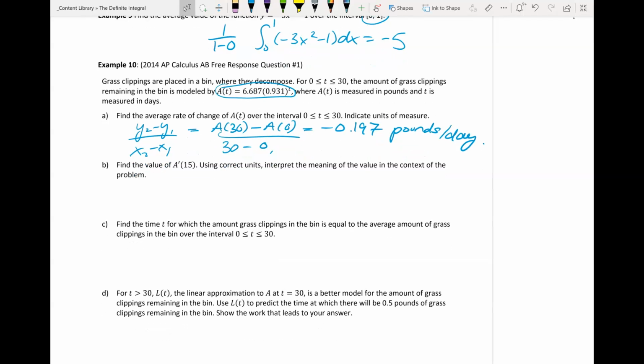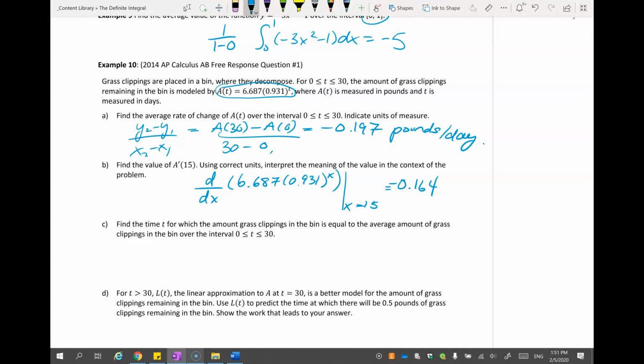Then in the next part, we're going to find A prime of 15, so we can evaluate this and even use our calculator to help us. In your calculator, your screen is going to show something like this whenever you're trying to find the derivative, and then you type your function in. Then it says evaluate at, in this case 15. If you do that on your calculator, it should be negative 0.164. So this is the rate at which the amount of grass clippings in the bin is decreasing.